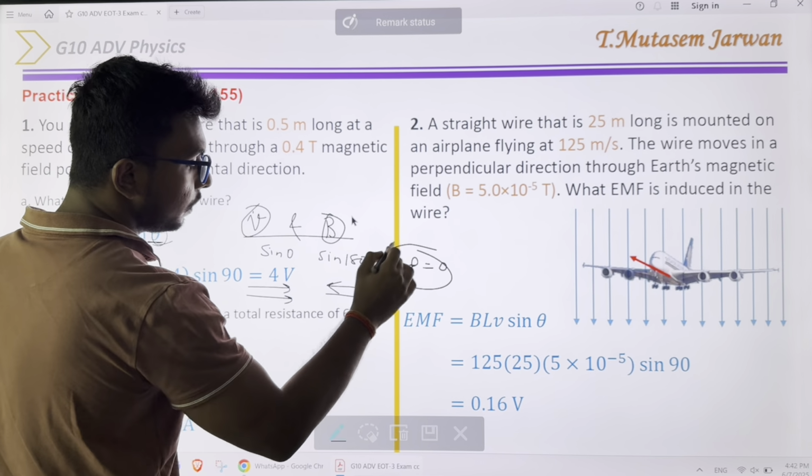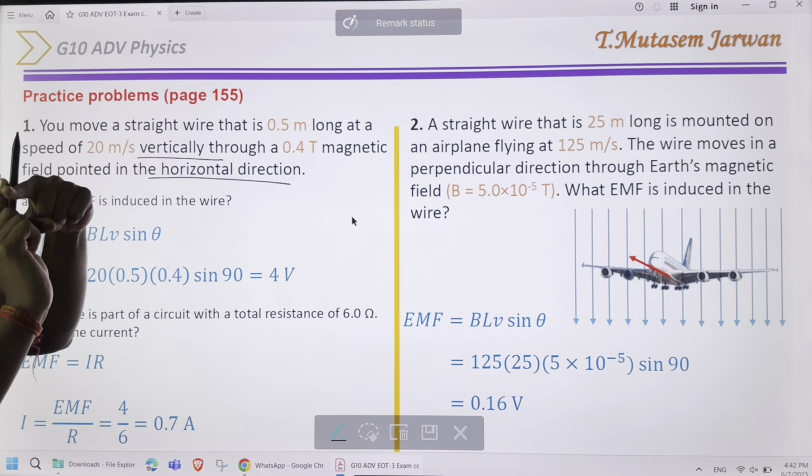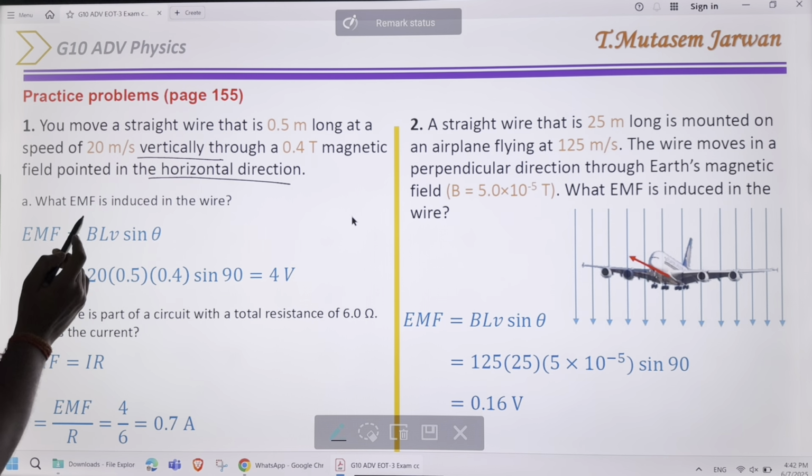But if theta is equal to 90, that means the velocity and the magnetic field are making an angle of 90 degrees with each other, then EMF will be maximum because sine 90 is 1. Majority of the cases you will have theta equal to 90 degrees. So in this case, the speed is 20 meter per second vertically, and the magnetic field is pointing horizontally. So vertical and horizontal, the angle between them is 90 degrees. All you have to do is put in the formula, and you'll get the result.